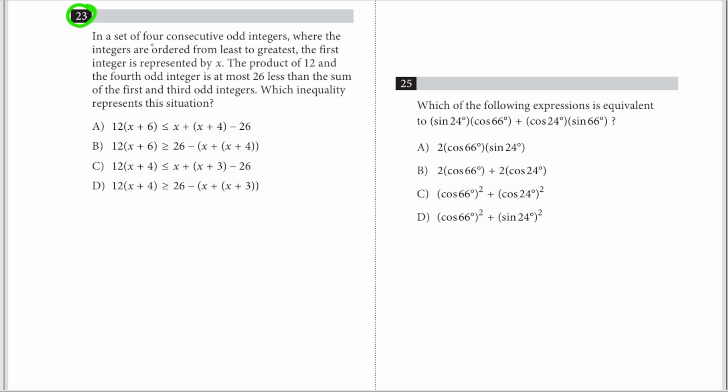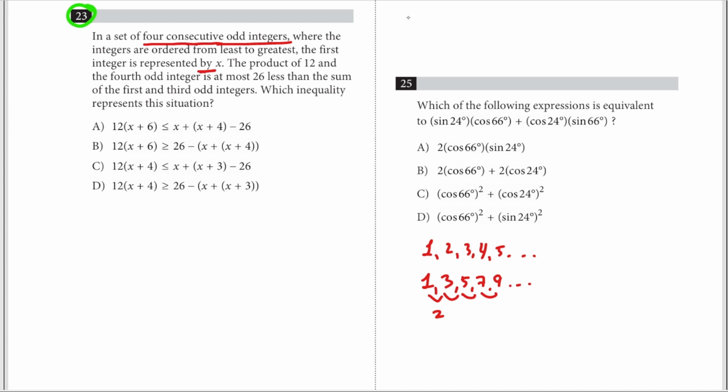So we got 4 consecutive odd integers. Question is, what is consecutive? Well, typically consecutive integers is just 1, 2, 3, 4, 5 and 6 and so on, right? But since we're dealing with odd integers, the first one is 1, then the second one is 3, then 5, then 7, then 9, etc. So the difference between 2 consecutive odd integers is 2. That's important. Why? So we got 4 of these consecutive integers, and the first integer is represented by x.